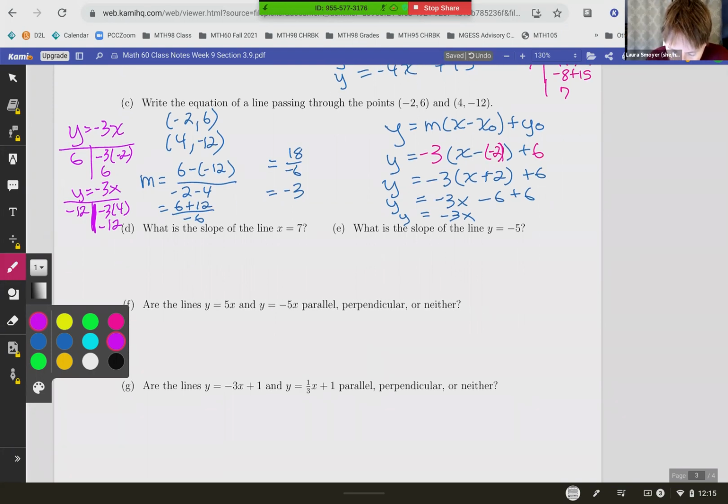All right. Letter D, what is the slope of the line x equals 7? And this is to try to review our special cases. The way I like to think of that x equals 7 is if I split apart the x, it's shaped like a V, so that tells me it's a vertical line. And a vertical line has an undefined slope. You cannot walk on it. It's like falling off of a cliff.